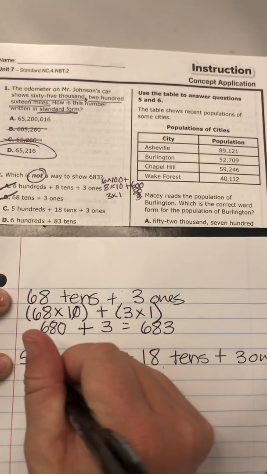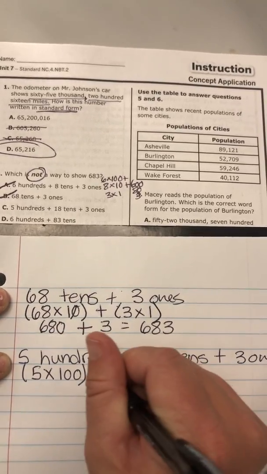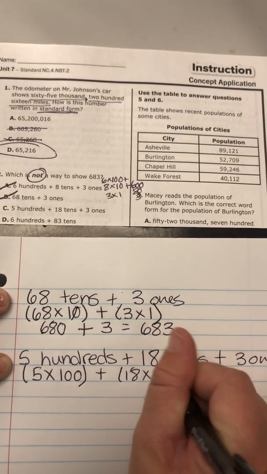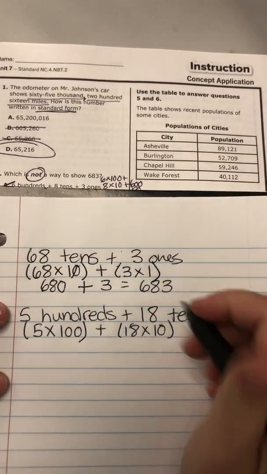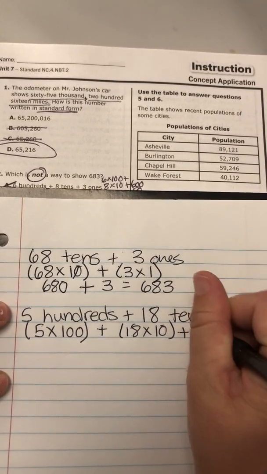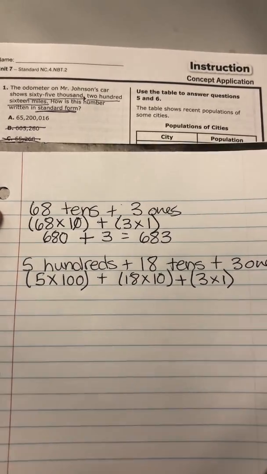So 500, so it'd be 5 times 100 plus 18 times 10 plus 3 times 1. Do you agree with me so far? Remember how we did this yesterday? All right, so then now we're going to multiply.